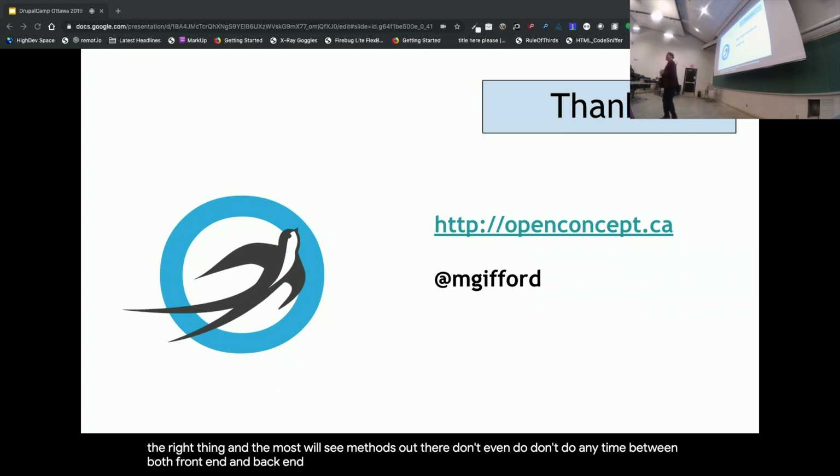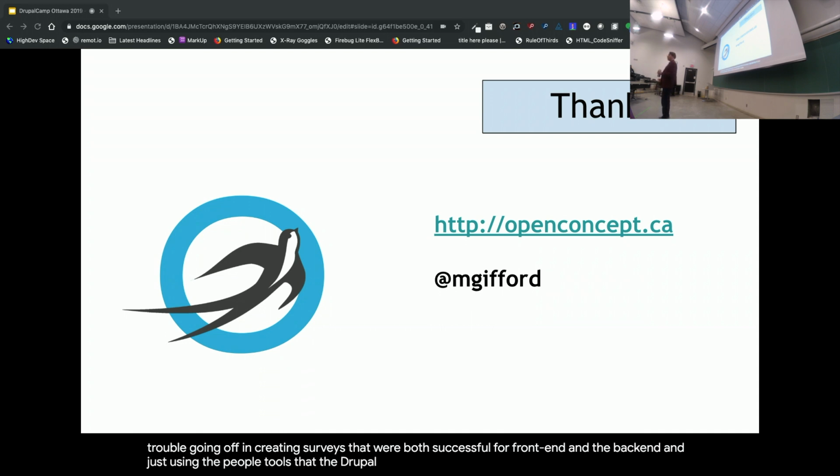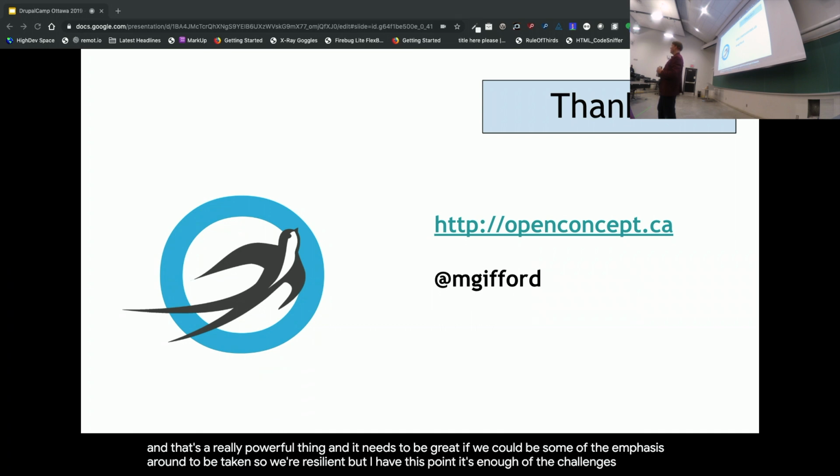So we did some work to set up a Drupal 8 website with the web form module because the CNIB was looking at surveys, and they're having trouble creating surveys that were both accessible for the front end and the back end. And just using the default tools that Drupal was able to provide with Drupal and the Drupal 8 web form module, they were able to manage and control their web forms and be able to have a really interactive experience as blind users, both as users, as authors, as administrators, and that's a really powerful thing. And yeah, it would be great if we saw more of an emphasis around ATAG and some more of an understanding around ATAG. But at this point, it's enough of a challenge just to get people to think about WCAG, unfortunately.